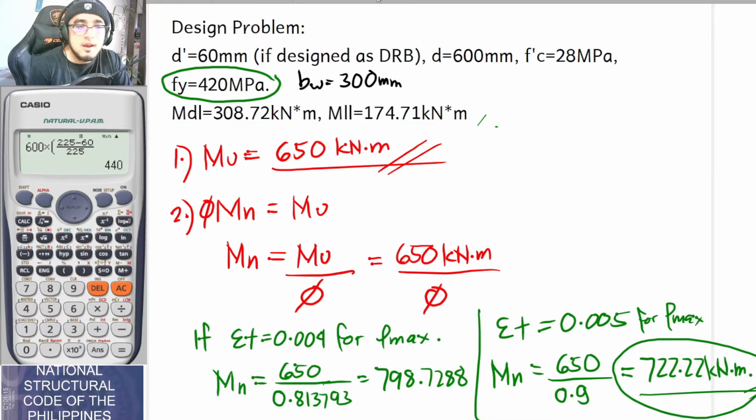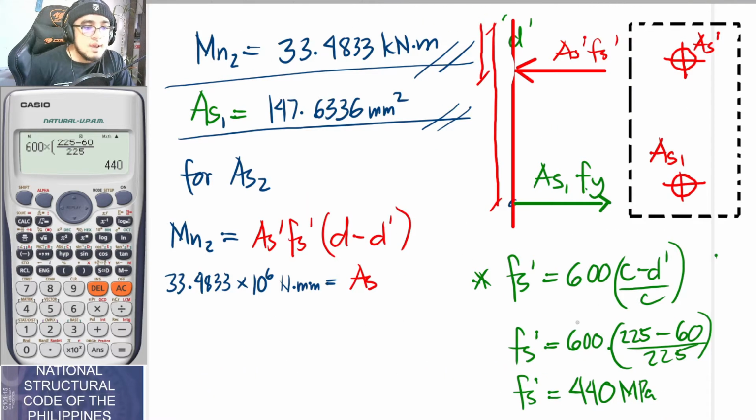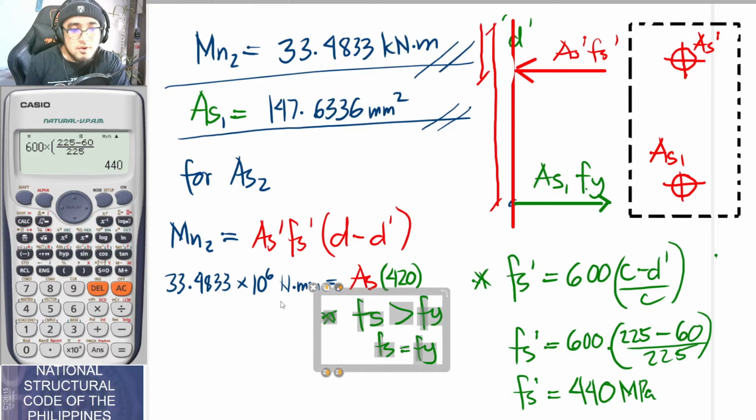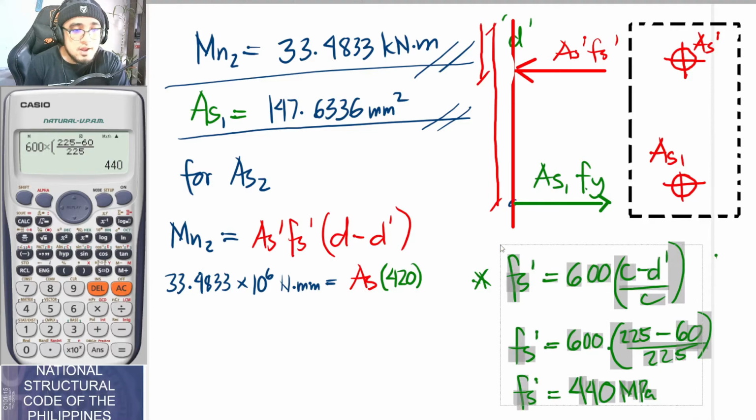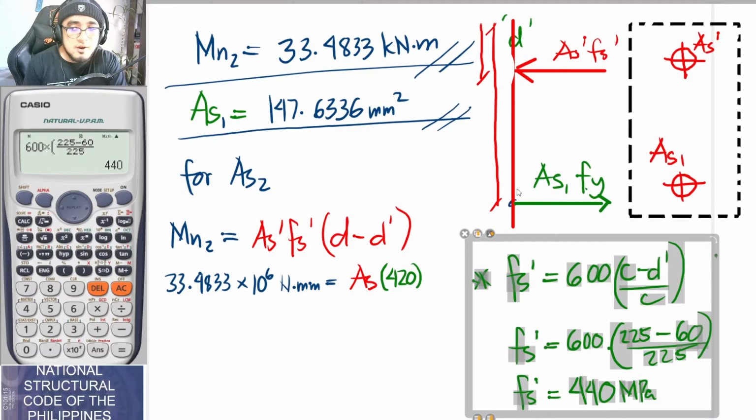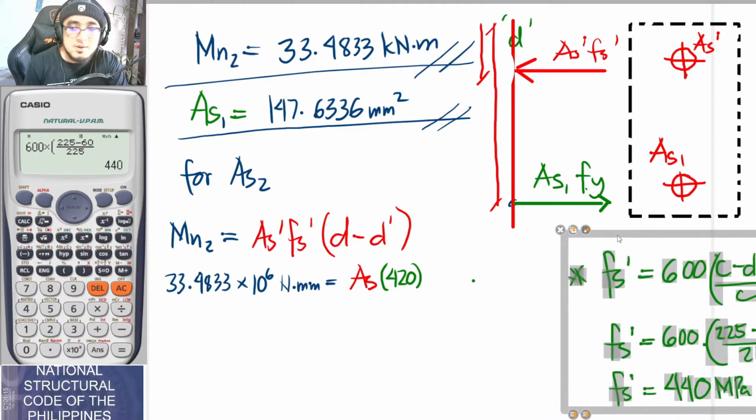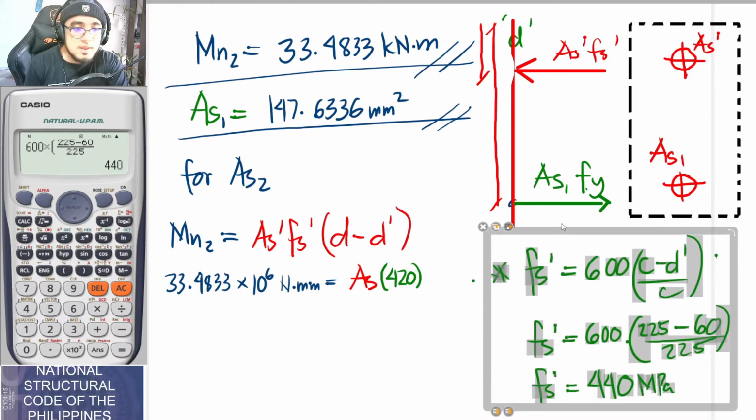So, since fs is greater than your Fy, use fs equal to Fy. So this is 420 already. Okay, I would ask if you understood, but nobody will answer since this is a video. Anyway, if there are questions, feel free to message me. So anyway, I will just be removing this.